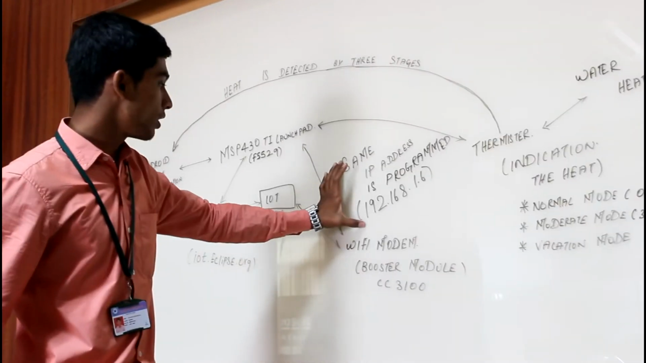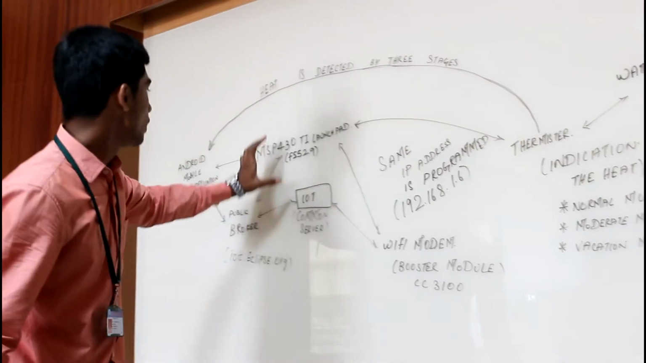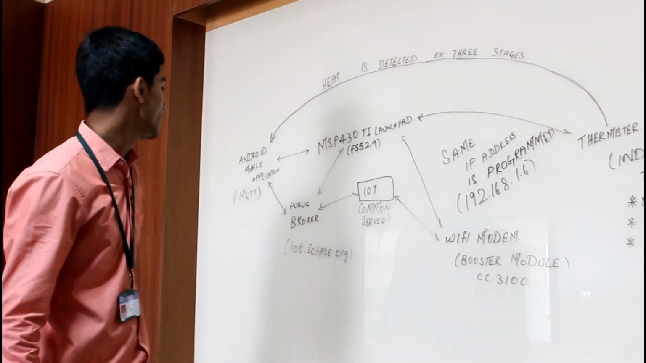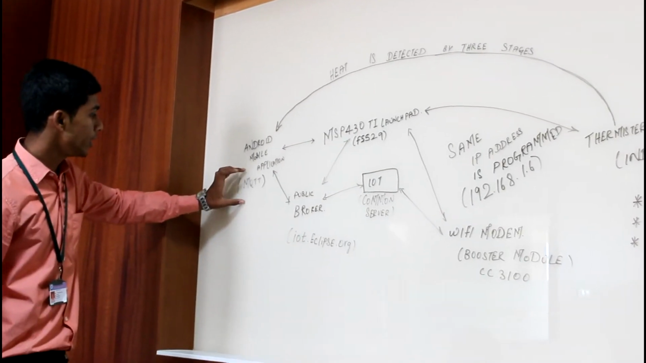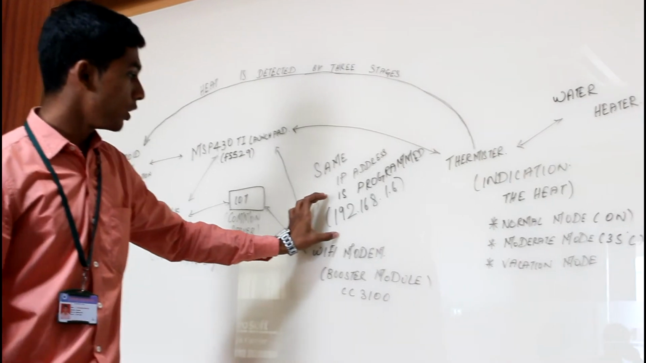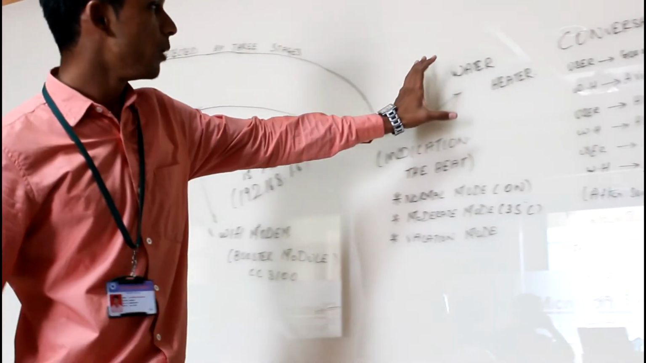The same IP address is loaded in the Wi-Fi modem CC3100, the same IP address is loaded as a program in the MSP430 TI Launchpad, and the same IP address is loaded in MQTT. The IP address is 192.168.1.6.